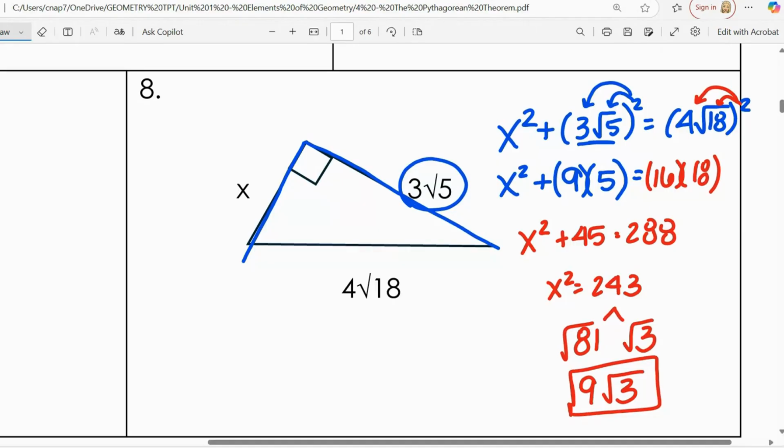Stay tuned because in the next video we are going to talk about the Pythagorean triples and how you can kind of use a shortcut to get the Pythagorean theorem answers.